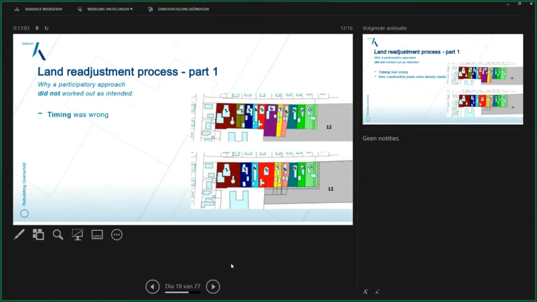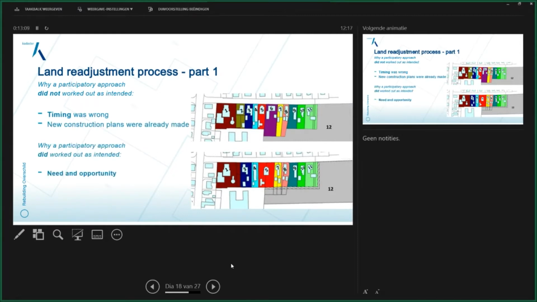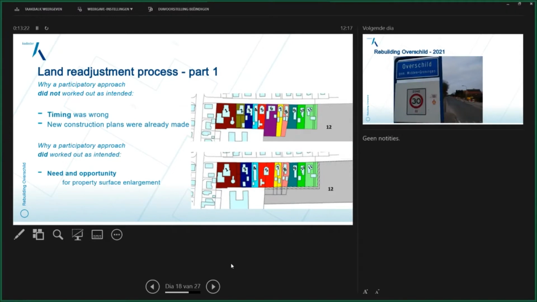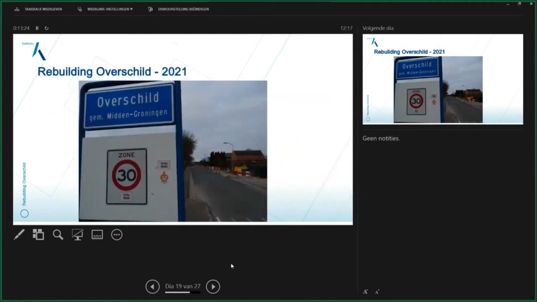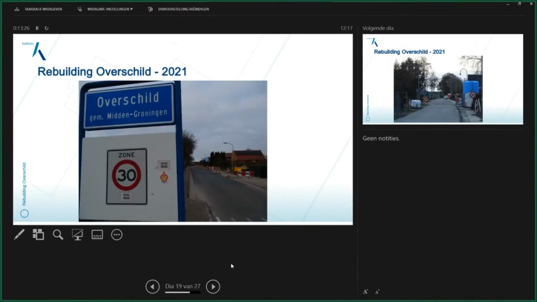So I already told you it didn't work out because the timing was not perfect. Well, and it actually worked out because there was a need for some of the inhabitants, landowners, and there was an opportunity in this process. So this is one of the examples.